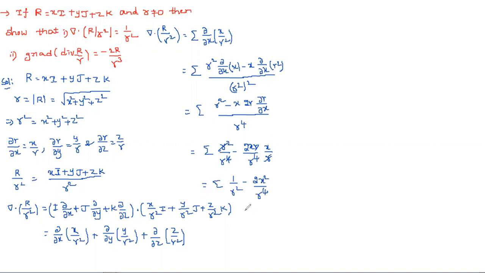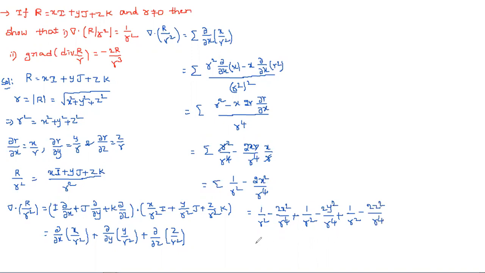Now you can expand this summation. If you expand the summation, with respect to x we got 1 by r square minus 2x square by r power 4, plus, with respect to y, again the same 1 by r square, minus 2y square by r power 4, plus, with respect to z, 1 by r square minus 2z square by r power 4, right?